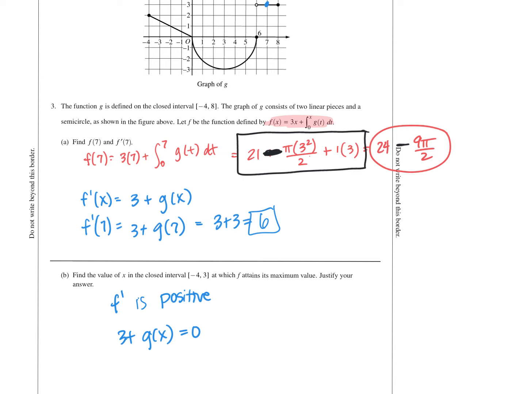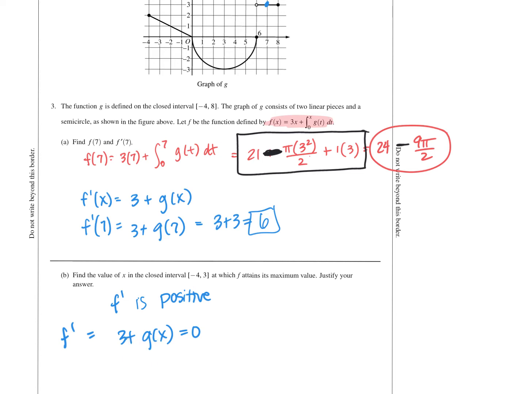Do you guys agree that we want my f prime to be positive? Is my f prime positive that whole time, from -4 to 3? F prime is 3 plus g of x, right? They're saying that the maximum must occur when x is 3, because f prime is greater than 0 from -4 to 3. Do we agree with that? Here's my f. Do we agree f prime is greater than 0 the entire interval?